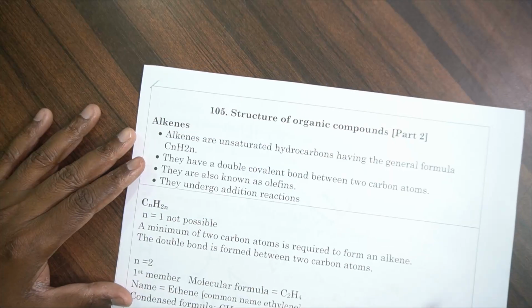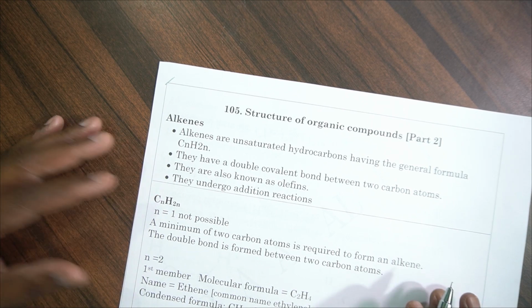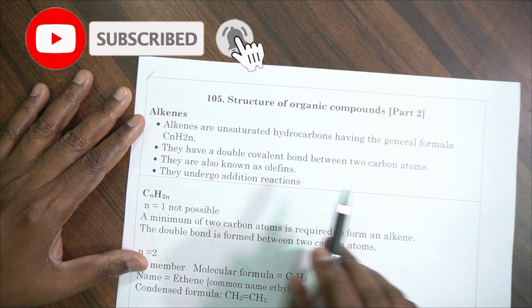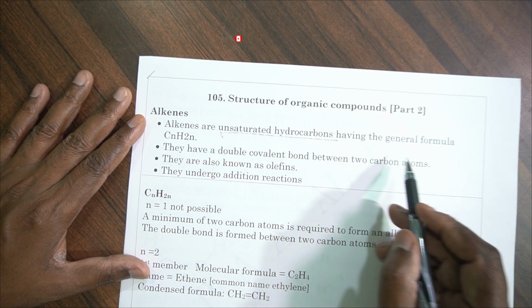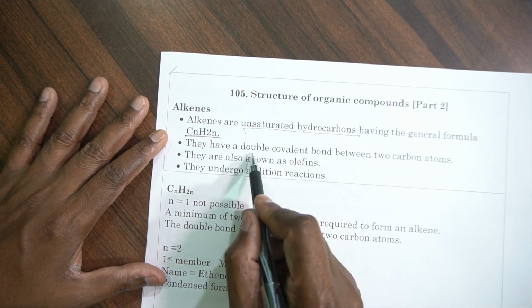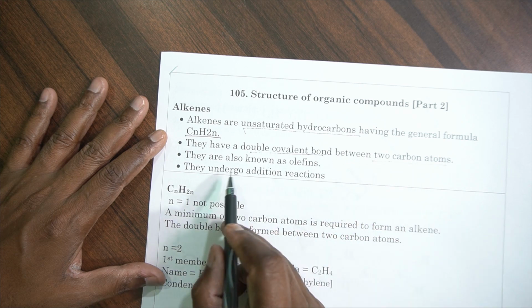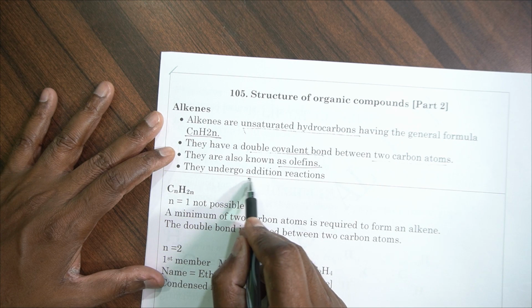Hi students, in the last video we discussed the structure of organic compounds, that is alkanes. In this video we are going to see the structure of alkenes. Now we already know alkenes are unsaturated hydrocarbons. The general formula is CnH2n. Then they have a double covalent bond between two carbon atoms. They are also known as olefins, which is a common name, and they undergo addition reactions.